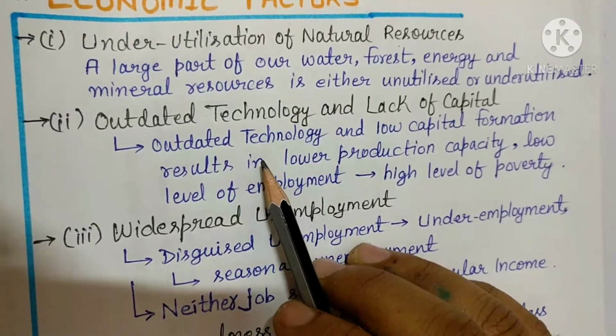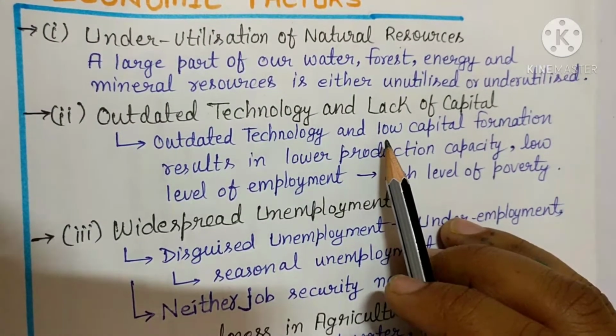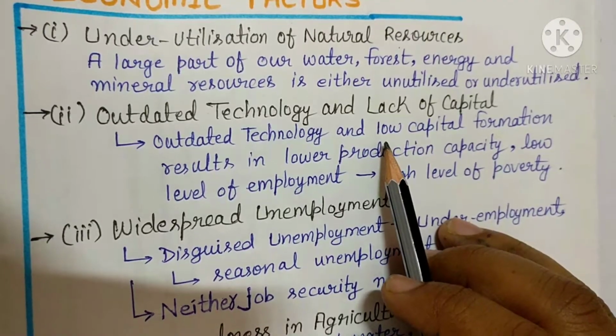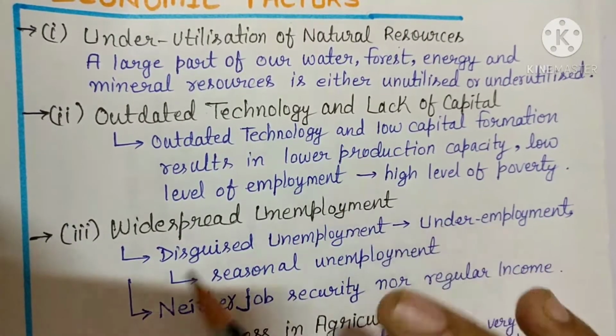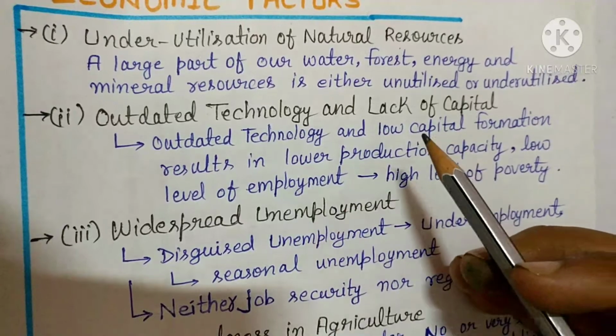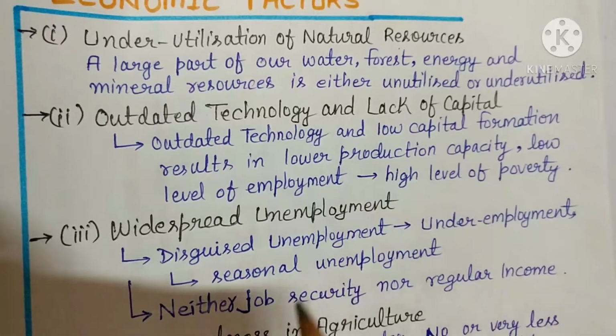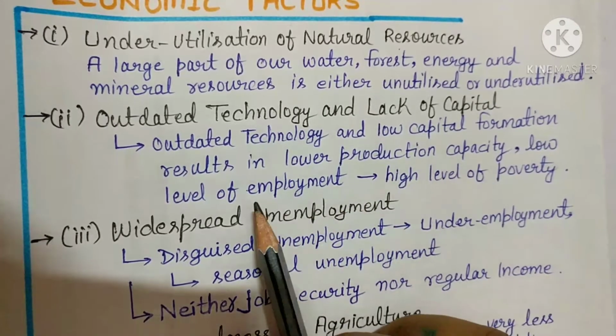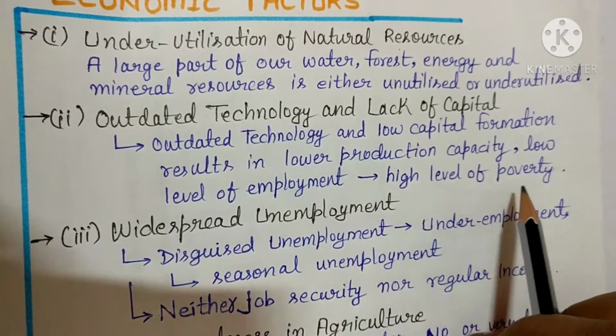Then comes outdated technology and lack of capital. This is the main problem of India. We are not upgraded towards technology. The technology being adopted in India is outdated. Also, the capital stock and capital formation continue to be low in India, resulting in lower production capacity and a low level of employment, which leads to a high level of poverty.